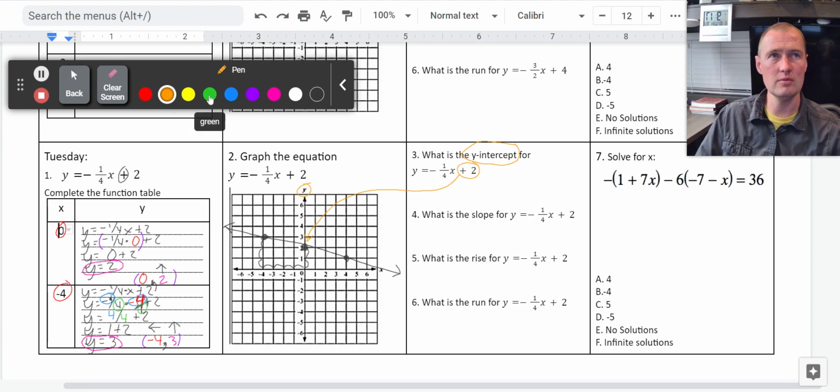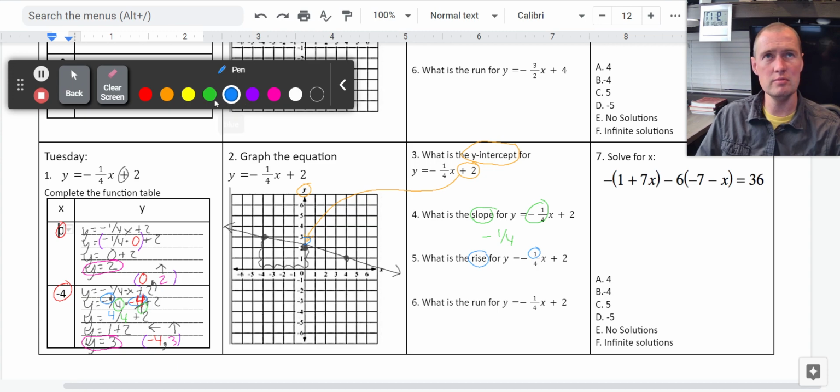All right, next up we have the slope of negative 1 over 4. So the slope is the negative 1 over 4. Now the rise is the number that we go up. So let's say from this point here, from the y-intercept, we're going to go up 1.